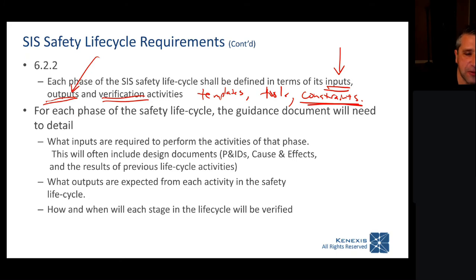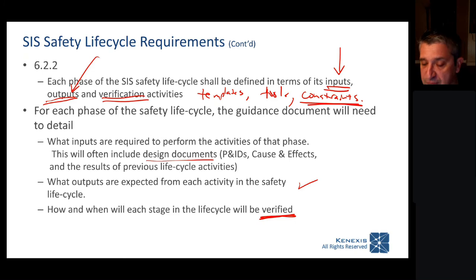So those inputs are going to include things like the process safety information, the design documentation. The outputs are what you expect to achieve. And then verification is really important. Who is going to check to make sure that those deliverables were executed properly, and what are their qualifications? Who do they report to? What resources do they have available is all critical to have in this type of document.